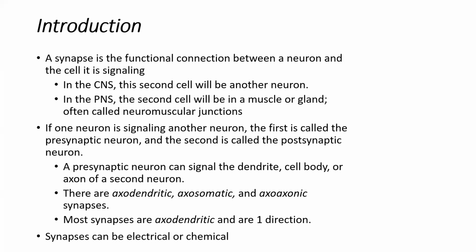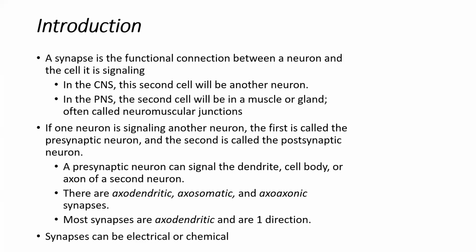Okay. Now, if one neuron is signaling another neuron, the first neuron in the series is called the presynaptic neuron. The second neuron in the series is called the postsynaptic neuron. And based upon that understanding, we can have the presynaptic neuron synapsing onto different spots or different regions of that postsynaptic neuron. It can synapse onto the dendrite.